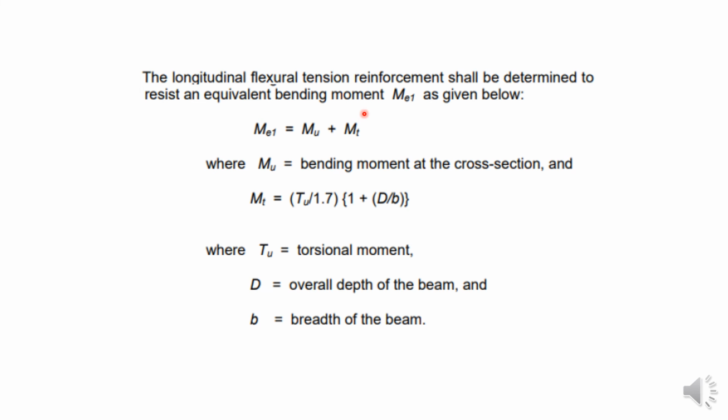The longitudinal flexural tension reinforcement shall be determined to resist the equivalent bending moment Me1, given by Mu plus Mt. Mu is the bending moment at the cross section. Then Mt is equal to Tu by 1.7 into 1 plus D by b, where Tu is the torsional moment, D is the overall depth of the beam, and b is the breadth of the beam.